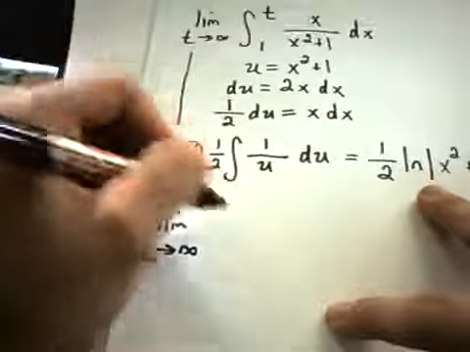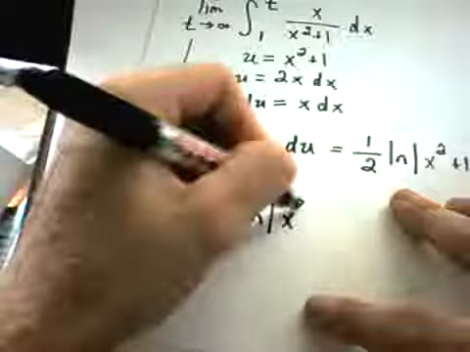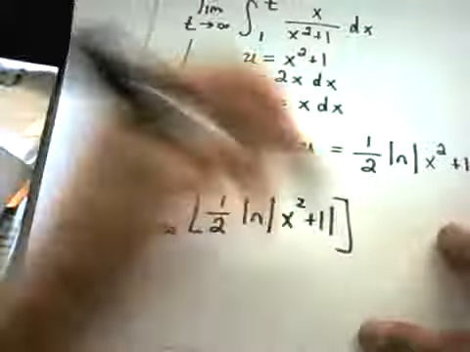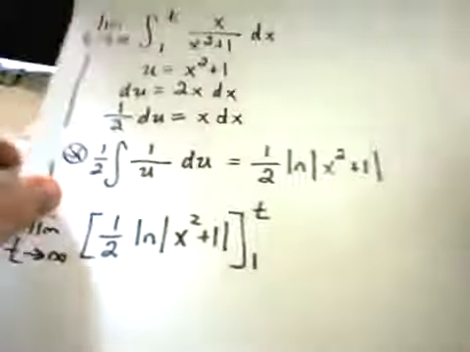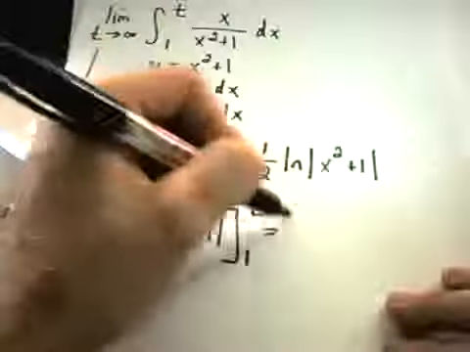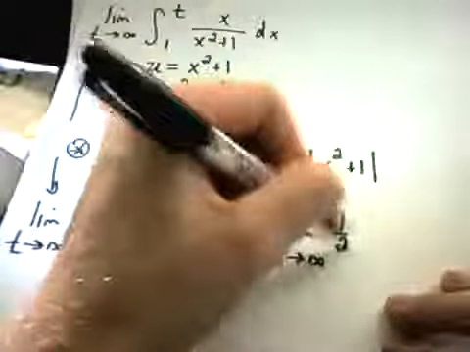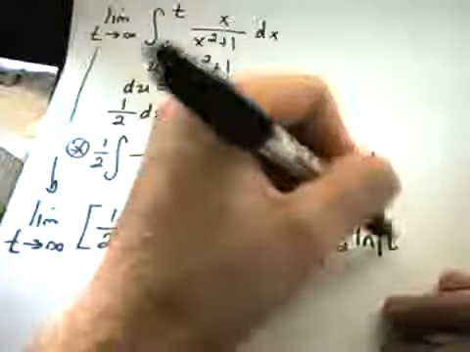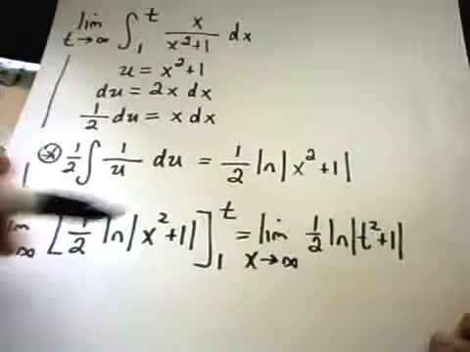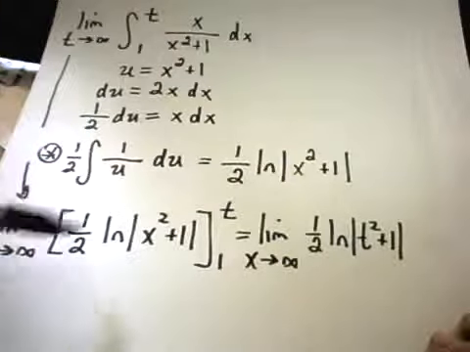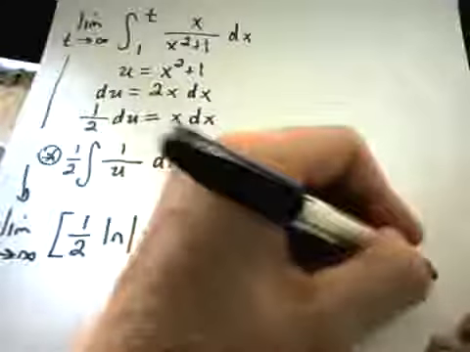of this stuff. You can factor the 1/2 out front: ln of x squared plus 1. And now I'm evaluating this from 1 to t. So I've got to plug in my limits of integration. So I'll have the limit as t goes to infinity of 1/2 ln of t squared plus 1. And then I'm going to be plugging in 1, so I'll have 1/2 ln of 2. So minus 1/2 ln of 2.